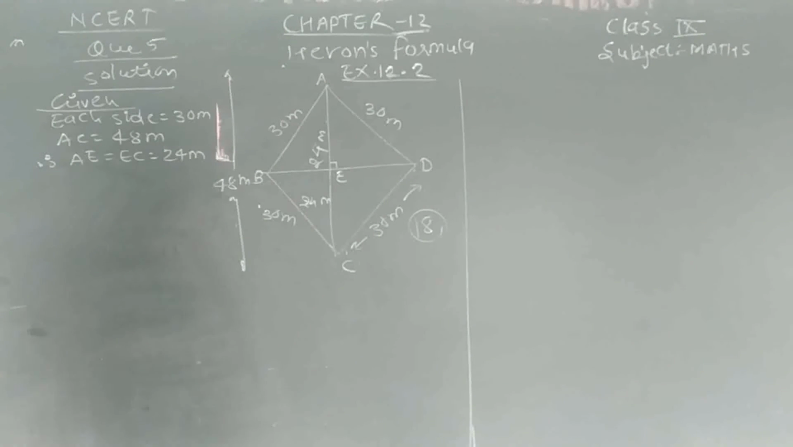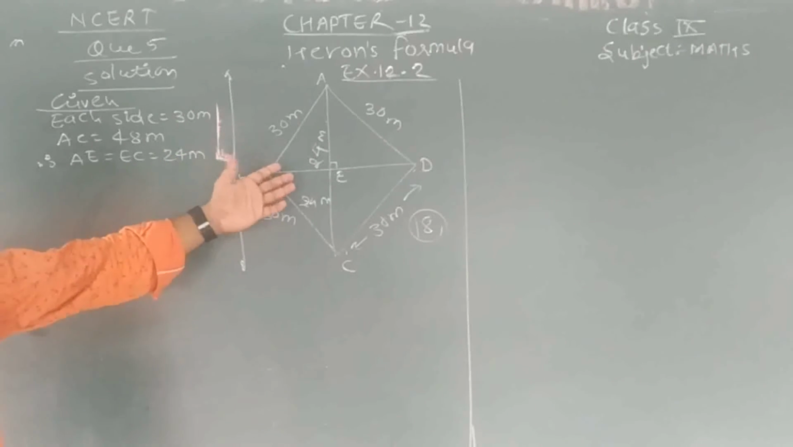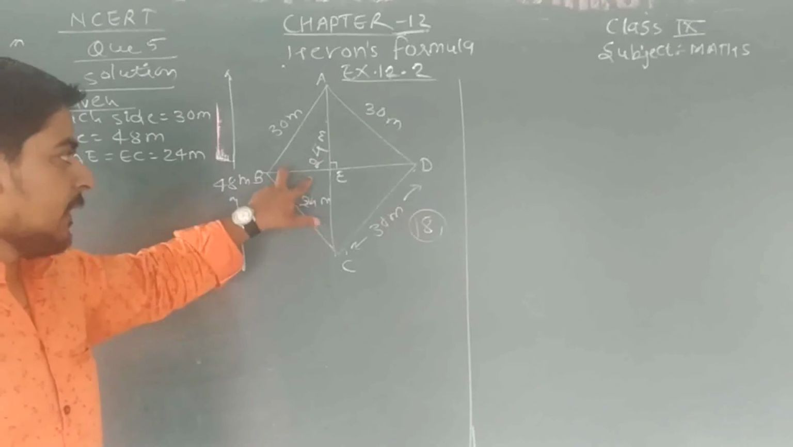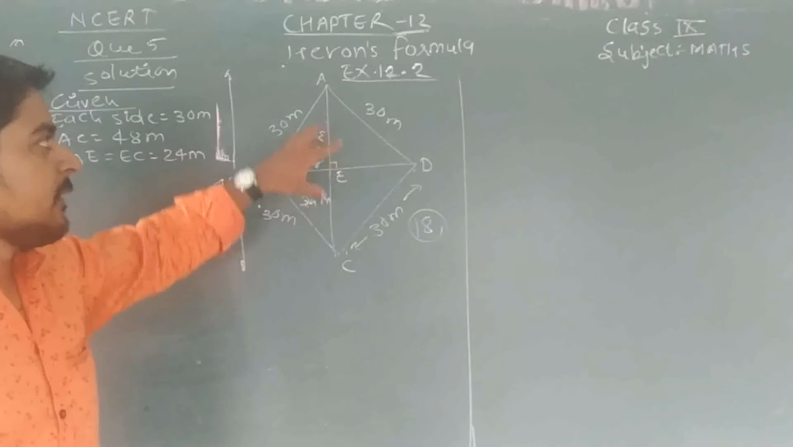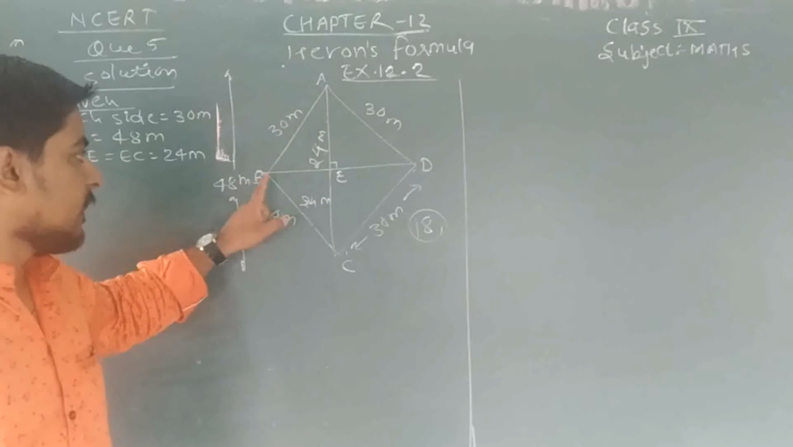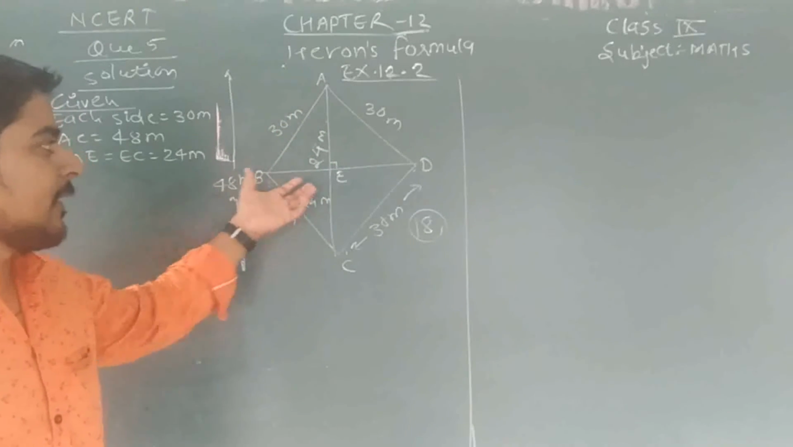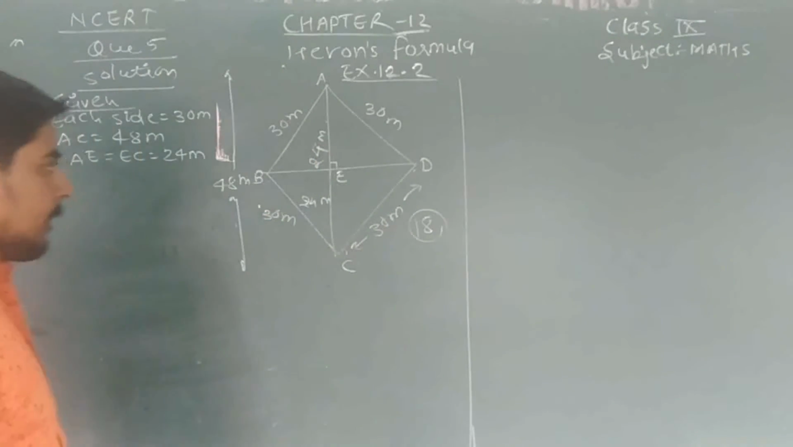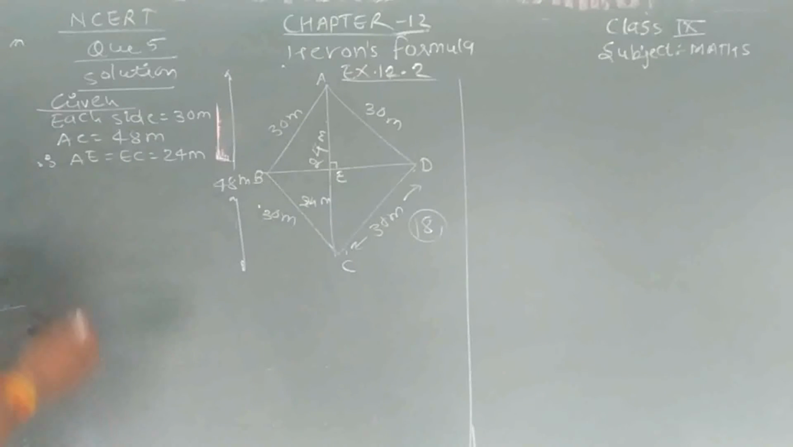Which method? We can calculate by using the Pythagoras theorem. If we get BE by using Pythagoras, and double it, then we will get BD. In that way we can get the diagonal BD completely. So we are calculating here first.